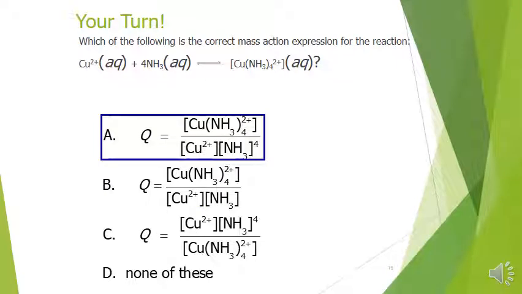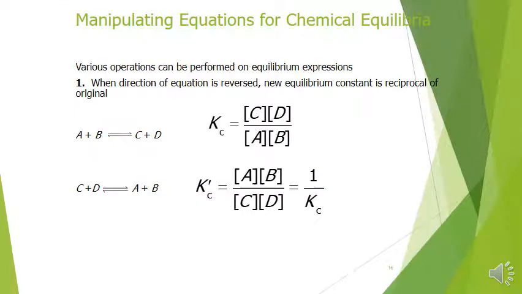Okay, so let's take a look at this one. Write the reaction quotient or mass action expression for it. Again, it's going to be product over reactant. So all of these have product over reactant. We have to make sure the reactant has the ammonia to the fourth power.